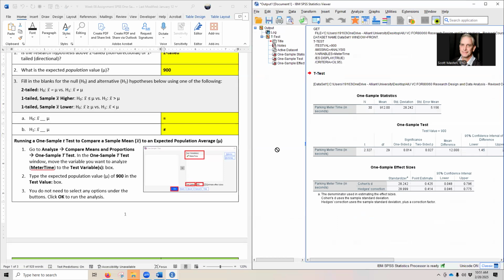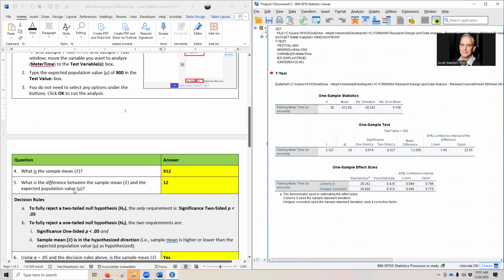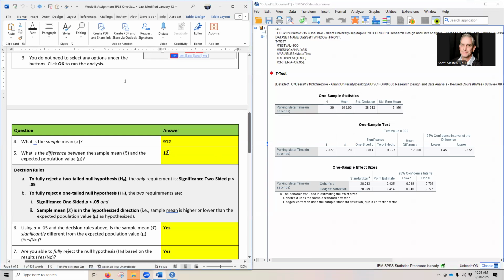So here's our output. Scooting on down, what is the sample mean? The sample mean is right up here in One-Sample Statistics. It's 912 seconds. There's your standard deviation, by the way, even though I didn't ask for it. What is the difference between the sample mean and the population expected value? You could do that the hard way or the easy way. You could do some math: we have a mean of 912 in the sample, the expected value is 900, and that's a difference of 12 seconds.